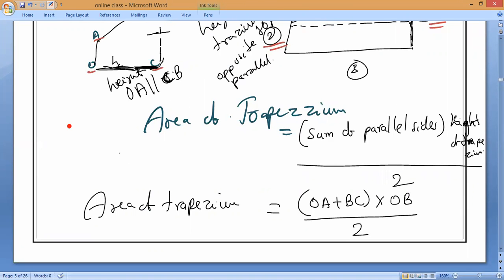What is the formula of trapezium? Sum of parallel sides into, what is that, guys? Height. Height of the trapezium. So what is height? Height is always opposite to the parallel sides. Clear? This is what we used to call as area.